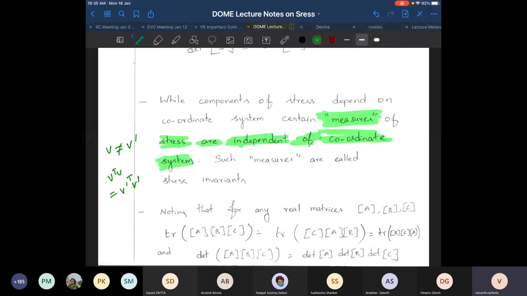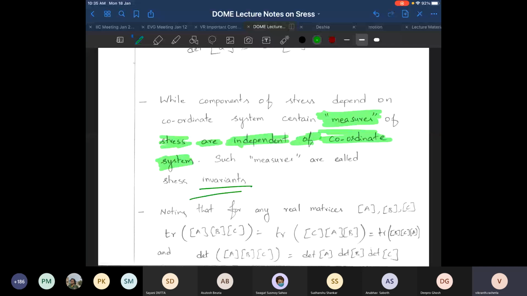This over here is called a measure of the tensor. My writing is bad here. So this is called a measure of the tensor. There are some measures, and the measures which are independent of the coordinate system are called invariants.